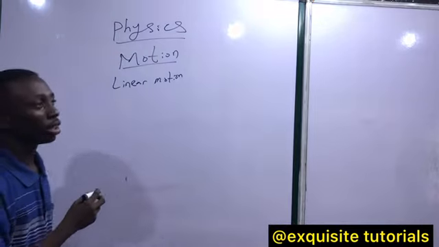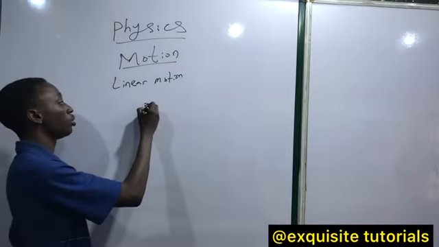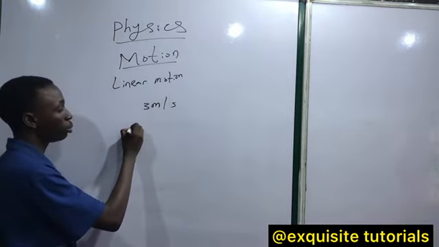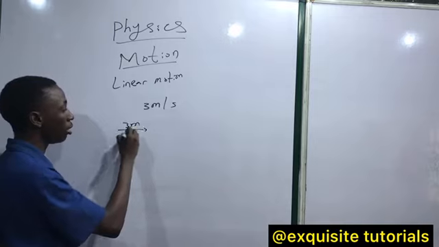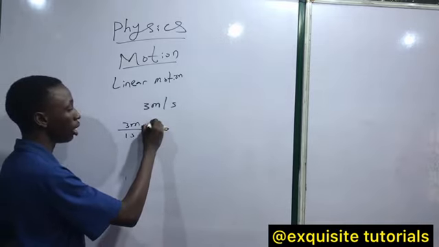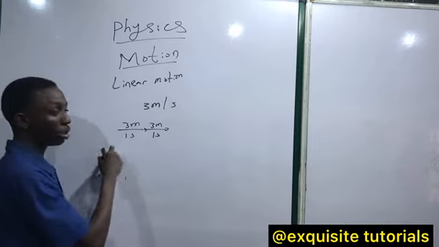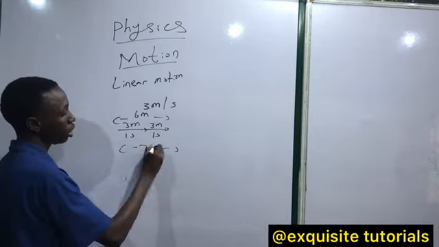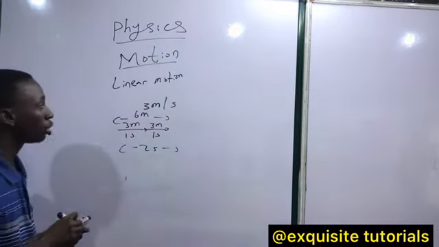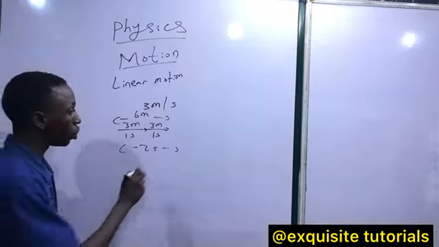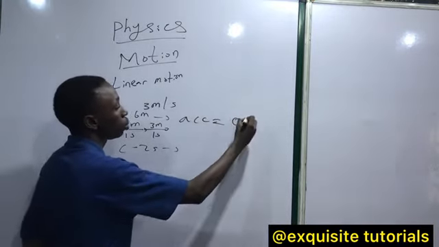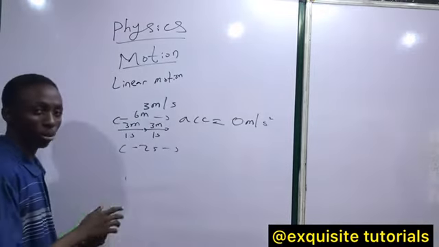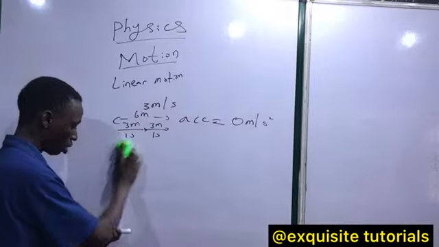Let's say they said the body has a uniform velocity of 3 meters per second. That means the body has moved 3 meters every second. The next 3 meters, it has moved in another 1 second. That means it moved 6 meters in what? 2 seconds. So this velocity is uniform. And note, when the velocity of the body is uniform, the acceleration of the body is equal to what? 0.